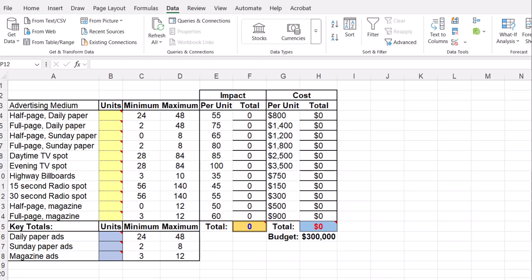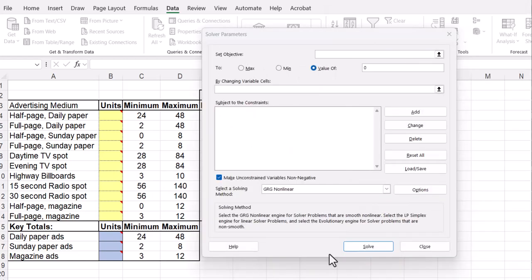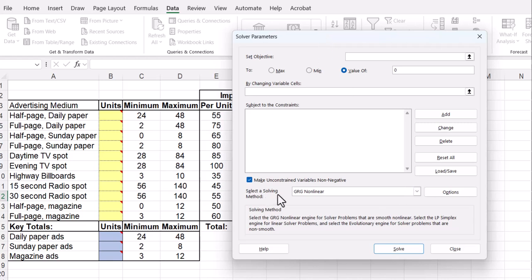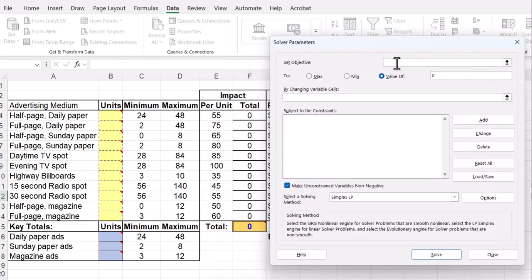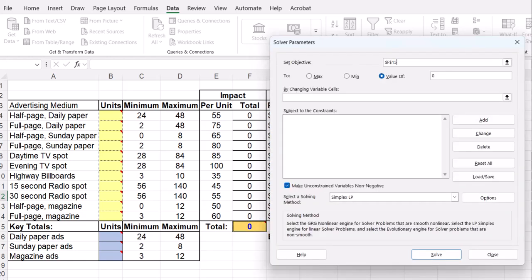So we're ready. We've got everything populated. We're ready to open Solver and enter our constraints. Okay, get this to where you can see it. I'll move it around a little. First thing you need to do is select your solving method, which is Simplex LP. Okay, and now I need to set my objective. So my objective is to maximize impact. So I've got to show where my impact is. That's going to be there, and I want to maximize it.